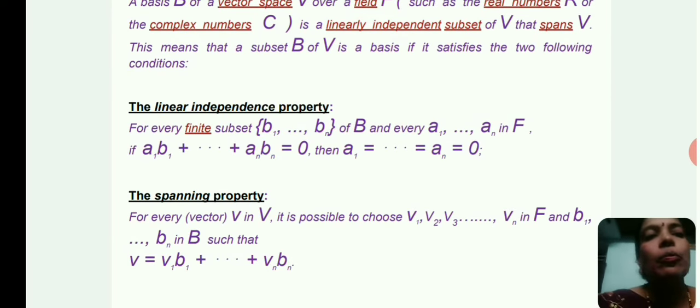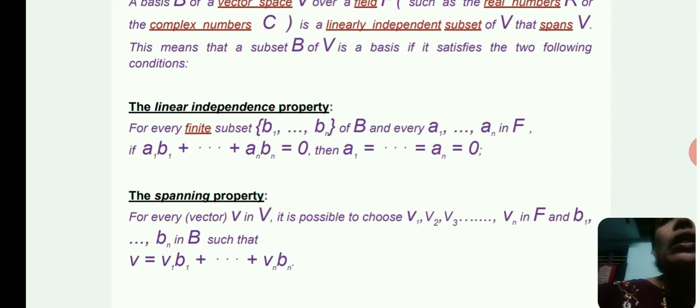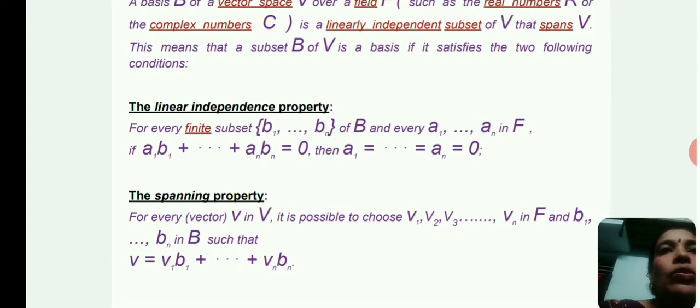What is the linear independence property? Let V(F) be a vector space over the field F. Then a set S containing a finite number of elements, alpha 1, alpha 2, and so on up to alpha n, is said to be linearly independent if the linear combination a1 alpha 1 plus a2 alpha 2 plus and so on up to an alpha n is equal to 0 bar implies a1 is equal to 0, a2 is equal to 0, and so on up to an is equal to 0, where a1, a2, up to an belong to the field. This is called the linear independence property.